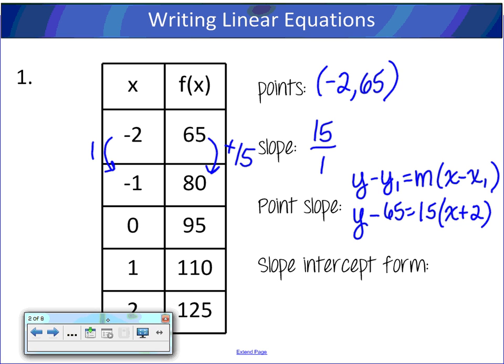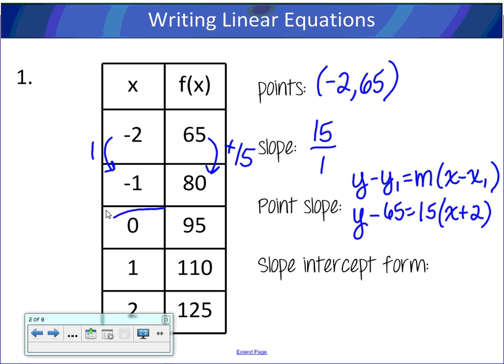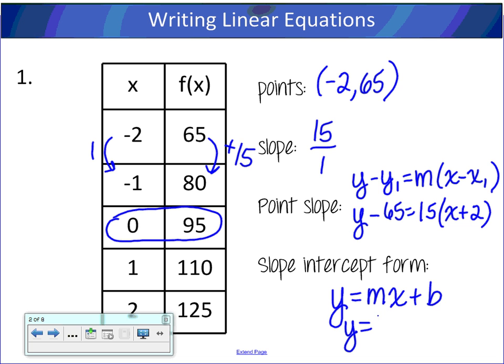The other thing that we can do is put it in slope-intercept form. This one is really easy because hopefully you remember that you look at when x is equal to 0, and you find the y-intercept at 95. We already know our slope is 15. So again, y equals mx plus b. Hopefully that's ingrained in your head so far. We replace the m with the slope, which is 15, and replace the b with the 95. Again, we find the y-intercept by looking at the table when x is equal to 0.